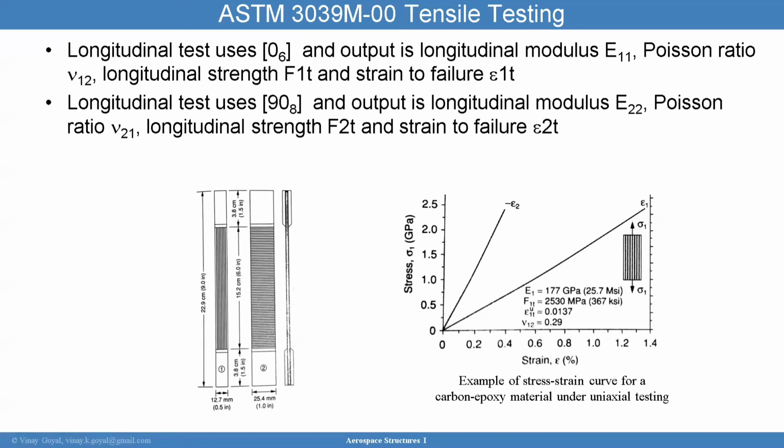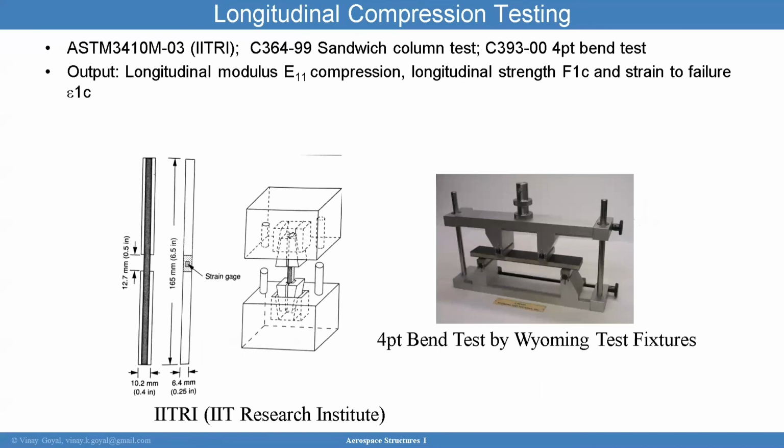Sorry about that. So longitudinal compression testing, typically you may do a 4-point bend test where, in the center, in the middle, you get only compression stress. Also, you have this sample where this is the IITRI test, and this is the ASTM D3410 test. And in this test, you apply compression loading into a column. And the C393 test is this one on the right. It's called the 4-point bend test.